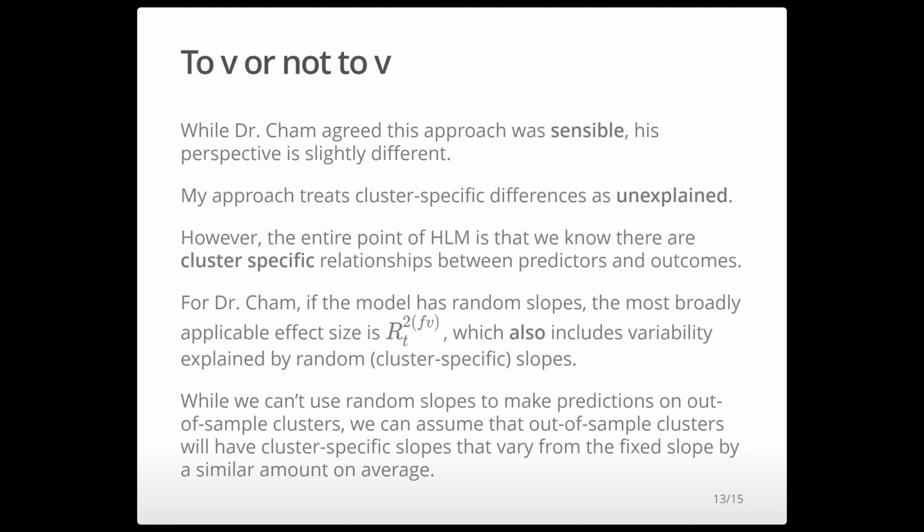For Dr. Chen, if the model has random slopes, the most broadly applicable effect size is actually R squared FVT. And his reasoning is that this also includes the variability explained by the cluster-specific slopes. So, well, we can't use a model that has random slopes to make out-of-sample predictions. We can assume that if we sampled a completely different set of clusters, the variance in the slopes around the fixed effects would be similar. The actual individual cluster-specific slopes would be different, but the variance around the fixed effect would be similar.